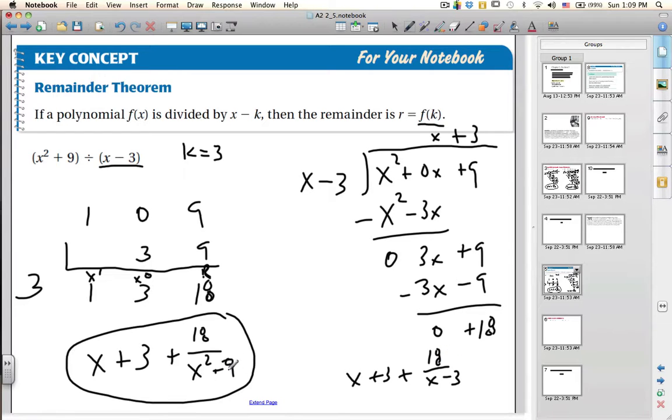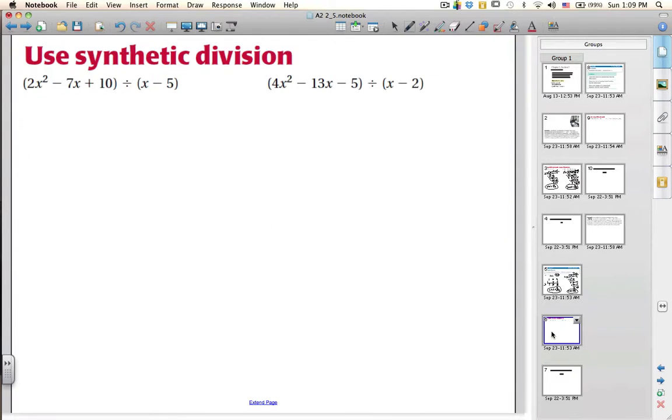Sorry, over here I wrote x minus 9. That was a mistake, right? That was what I was dividing by, x minus 3. Okay, so what this means is we can use synthetic substitution, which is also synthetic division. So that exact same process can be done as long as I identify k appropriately. I can actually divide polynomials that way, and that's a lot easier.